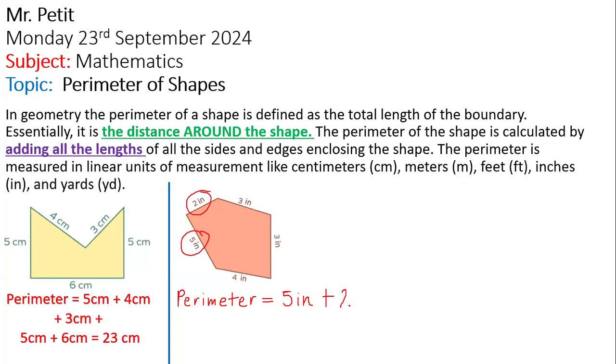2 inches. Plus what? 3 inches. Plus 3 inches. Plus what? 4 inches. Plus 4 inches. And that should be equal to... What did y'all get? I think you missed it. You missed a 3. So 5, 2, 3. Okay, we missed a 3. Thank you. All right, so plus 3 inches.